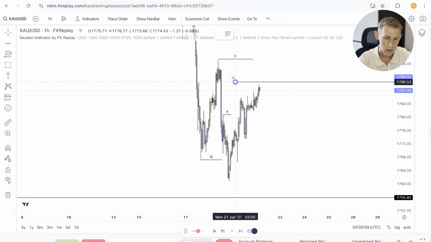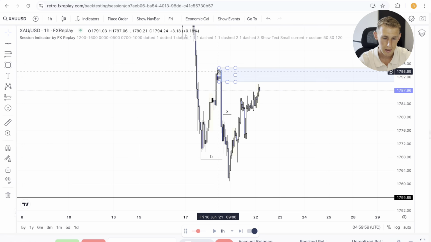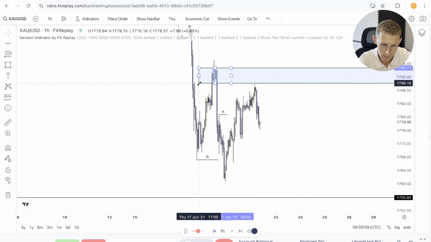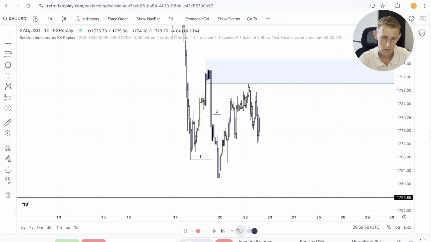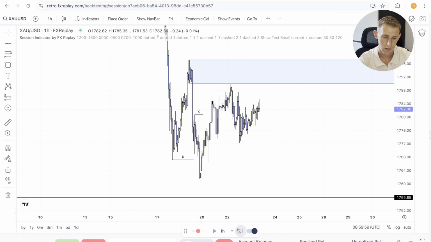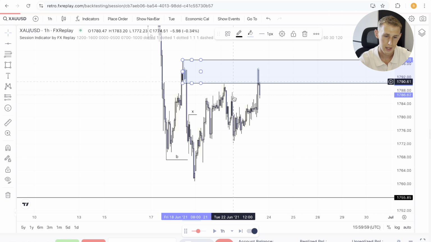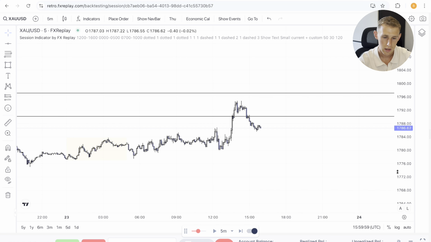Actually, maybe we could also look at the supply zone itself rather than looking for a sweep of that high, because there was some liquidity below it. Hasn't quite reached it, so I wouldn't want to sell this just yet. Right, there we go. So price has come into that supply, swept Asia high into it.